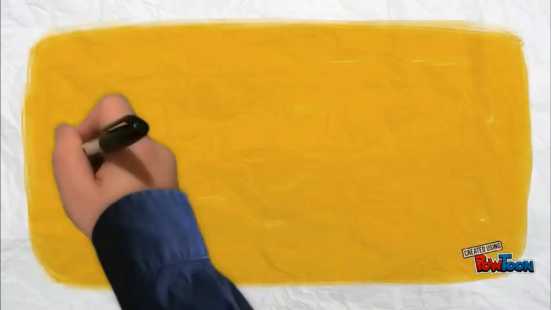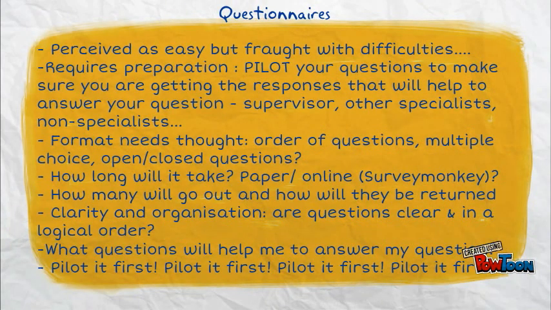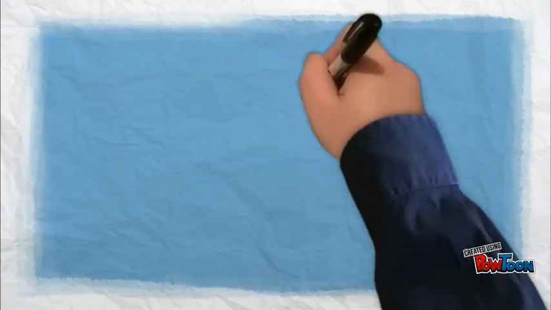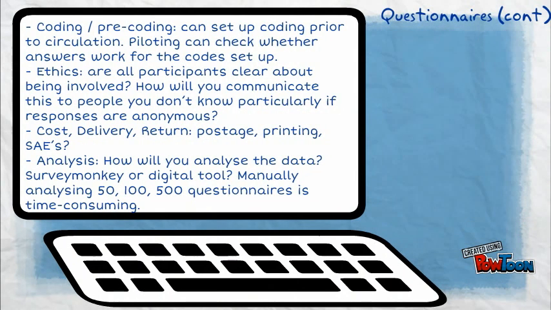Some people think that questionnaires are an easy option, but there are lots of things that can go wrong. Please pilot your questions to make sure you're getting the responses that will help you to answer your question. Sound out your supervisor and lots of other people before you give those questionnaires out. Your supervisor will help with this. Think about how to circulate your questionnaires and how many people to circulate them to. Do not expect them all to come back, particularly if you're using email or the post. You might wish to use a digital tool like SurveyMonkey. If you do a paid monthly subscription, it will start to analyse that data for you.